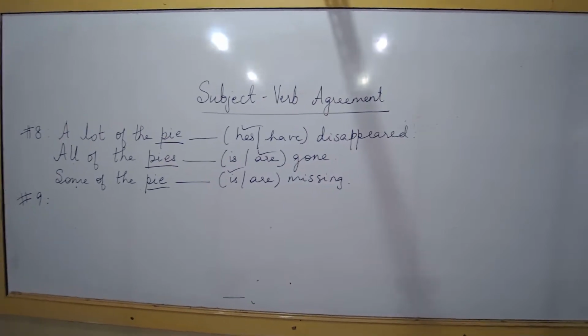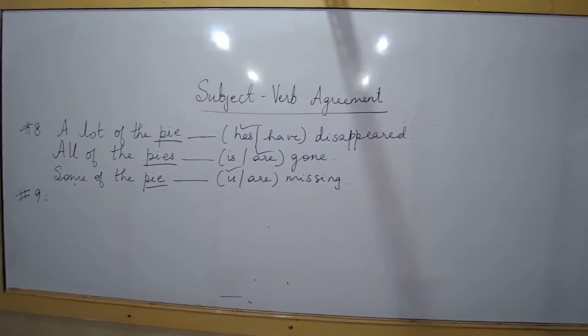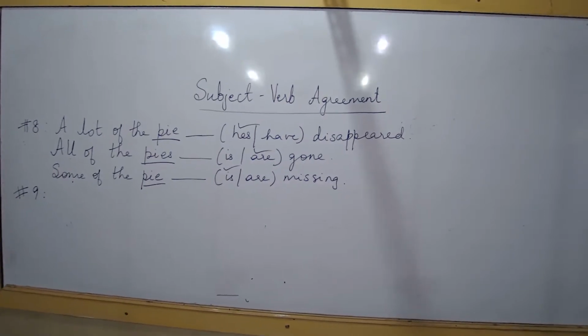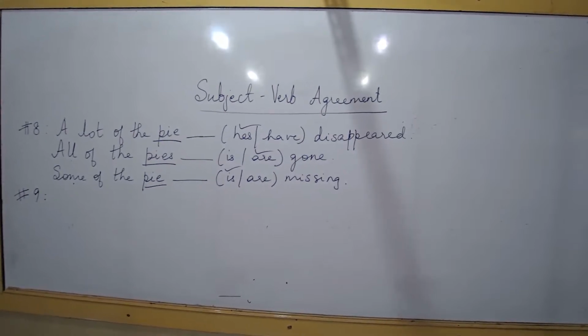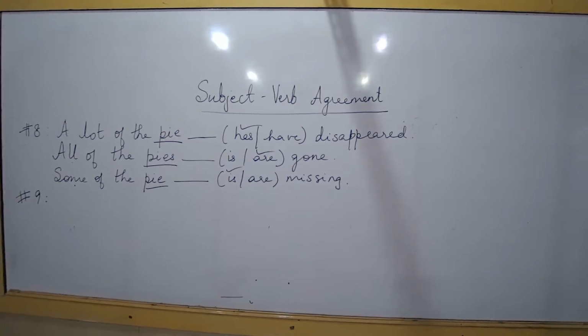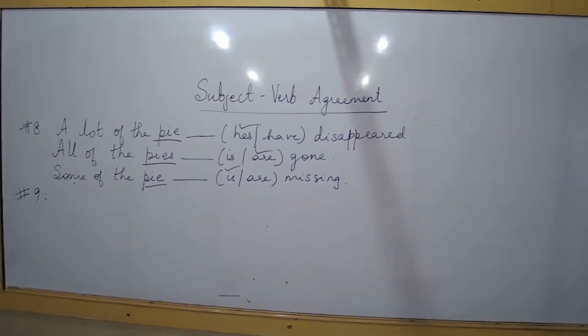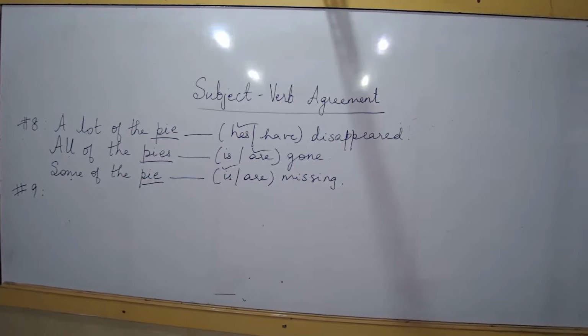Contrary to fact. This is the last rule we do. So what are we saying? Where you are expressing a wish or contrary to fact means what? Contrary means opposite. Opposite to fact. It is opposite to reality.